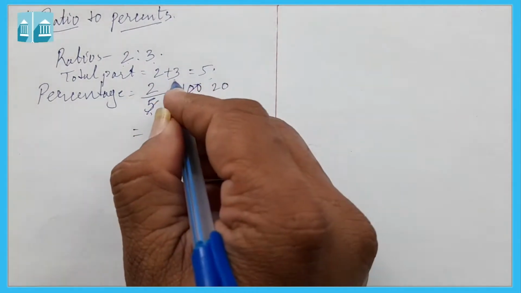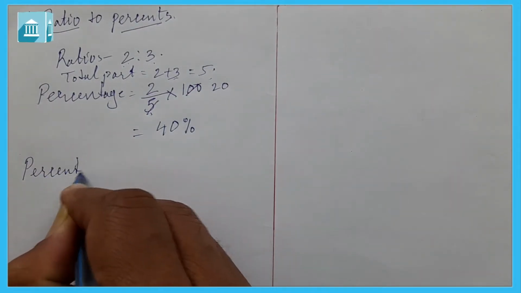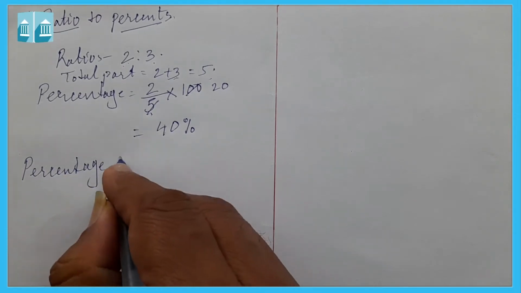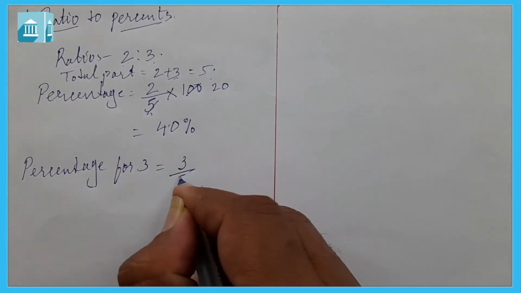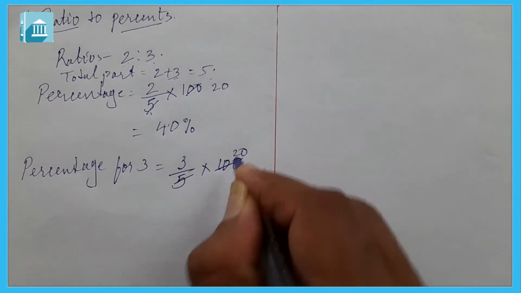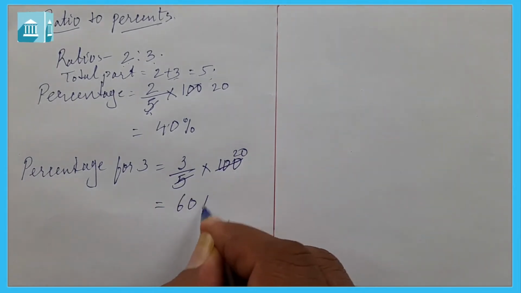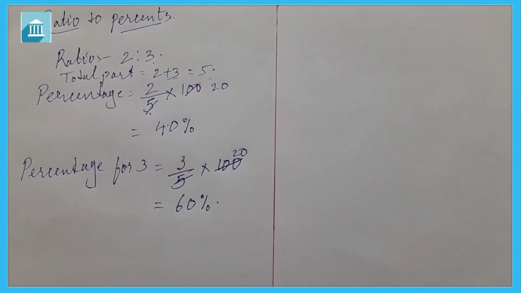In the same way, if you want to find out the percentage for 3, this was the percentage for 2, now for 3 it is 3 upon 5 multiplied by 100, that is 60%. So in this way we can find ratio to percentage. First we find the total number, then we find the ratio, and multiply by 100.